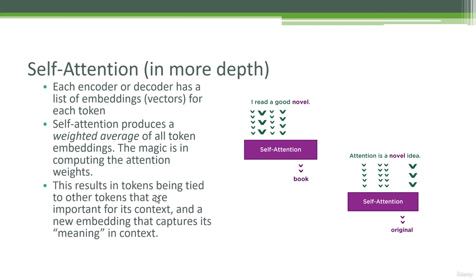So another way of saying it here, this results in tokens being tied to other tokens that are important for its context, all right? And this produces a new embedding, like we said, that captures the meaning of that token within its context. So let's review, all right? For every token, we're going to compute attention weights to the other tokens. Self-attention's algorithm will then spit out another embedding. And that embedding, by virtue of where it is in that embedding space, will encapsulate the meaning of that token because it will be near other tokens that mean the same thing. That's it in a nutshell.